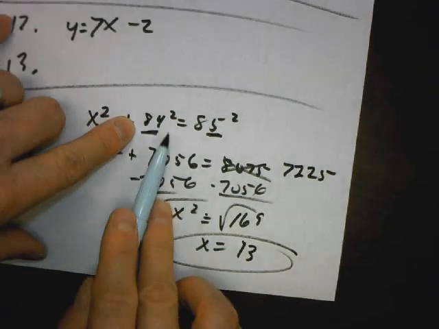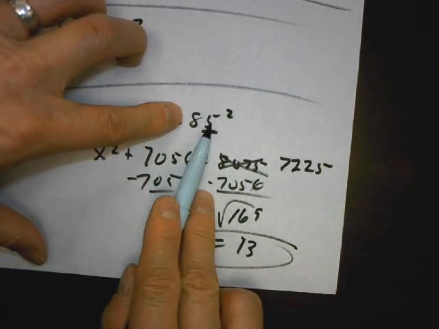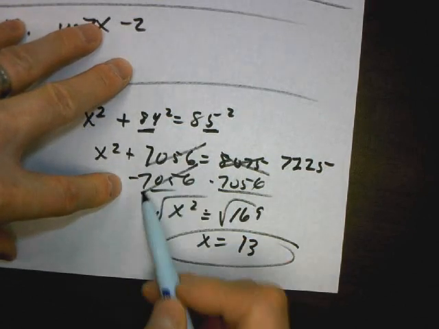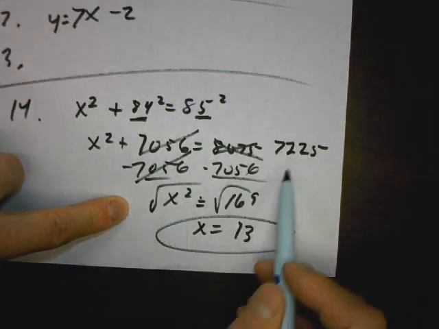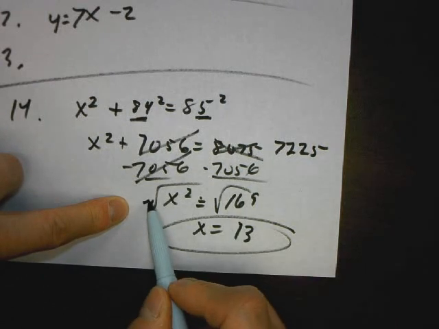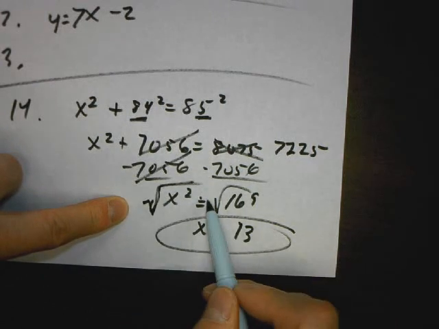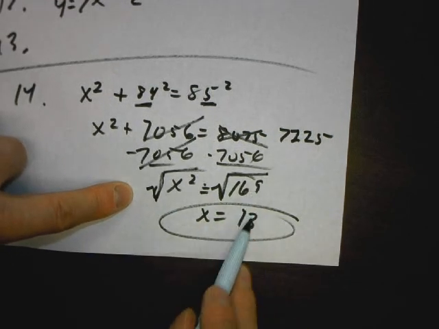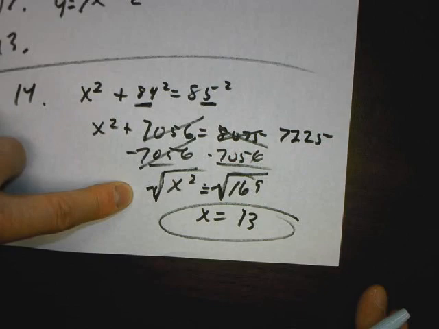So what I did is I did 84 times 84 to get this. 85 times 85 to get this. Subtract these two to isolate x squared. And I got a difference of 169. Now, to make x squared x, I take the square root of both sides. That's a perfect square. 13 times 13 is 169.